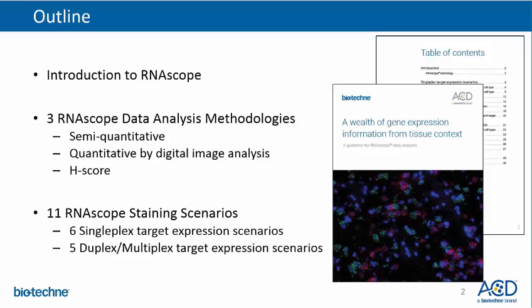First, we will briefly go over the RNAscope technology, and then we will provide a detailed overview of the 3 standard generic methodologies that can be used to analyze RNAscope data. Examples will be shown based on different possible staining scenarios, since the ultimate readout from an RNAscope assay is a stained section or slide that will depict a certain staining scenario. We will go over 6 singleplex scenarios and 5 duplex or multiplex scenarios.